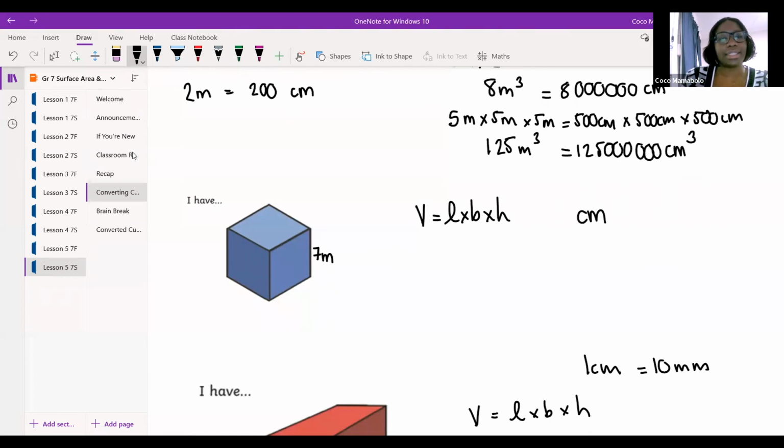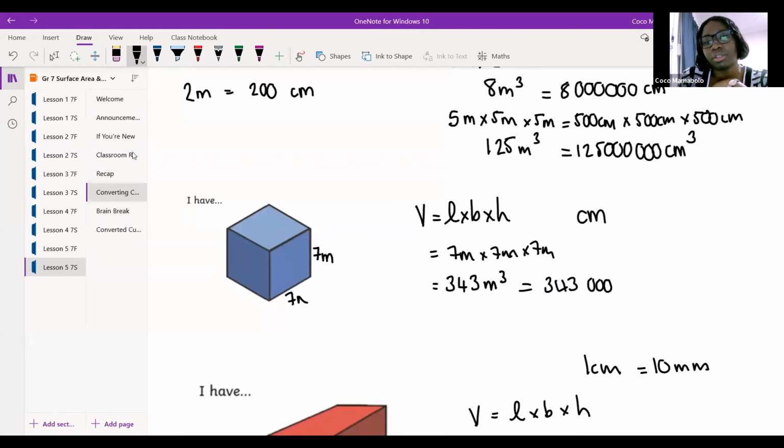Since it's a cube, all sides are equal, so it's 7 times 7 times 7, which is 343. 343 what? This is meters, million. So it's going to be 343 million. Not meters anymore. When we add the million, what are we getting the answer in? Centimeters cubed. Excellent. Very, very well done. Well done, Buche.